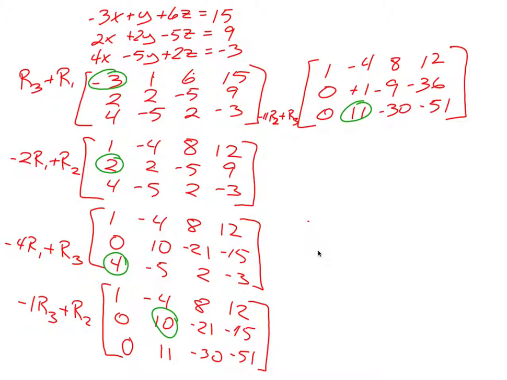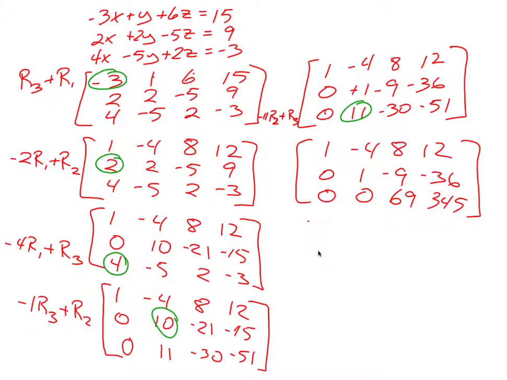Alright, so that means this one is going to stay the same, this one is going to stay the same, and the last row has to change. So I'm going to get a 0, I get a 0, so -11 times -9 is 99, subtract 30, 69, and then -11 times -36. I needed a calculator on that, which was 396, and then add that to -51. I get that.